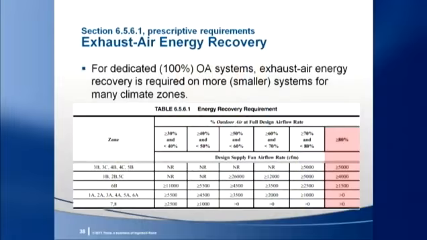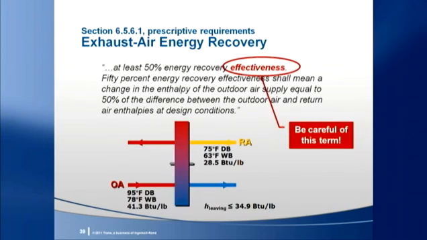Now let's look at what 90.1 requires for exhaust air energy recovery. In the 2010 version of 90.1, the requirement for exhaust air energy recovery depends on the climate zone and the percentage of outdoor air to design airflow CFM. This will require energy recovery in more systems for many climate zones. Within this section is a definition of energy recovery effectiveness and requires that 50% effectiveness be achieved.